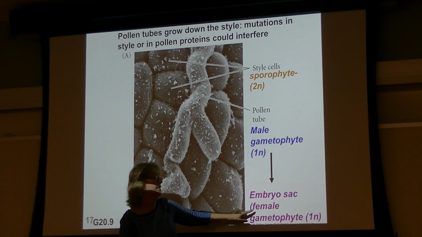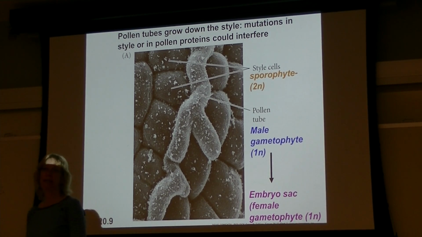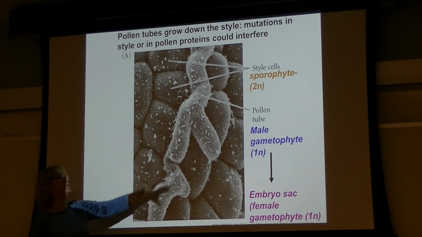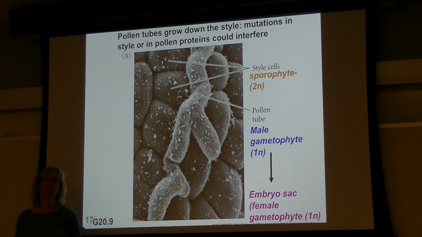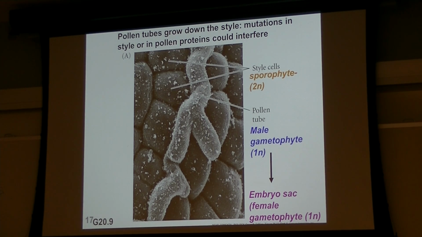And then eventually we'll get to the female gametophyte, which is called the embryo sac, and that's a haploid multicellular structure. So we have some cells haploid, some cells diploid, and everything having to interact with each other. So then any genes that are expressed in any of these different cells might influence the successful function of those cells in terms of making sure fertilization happens smoothly.